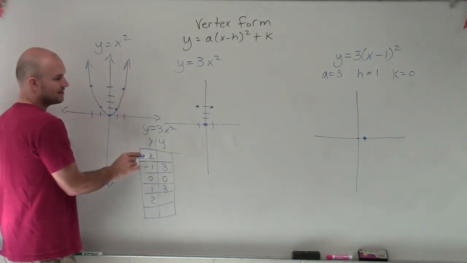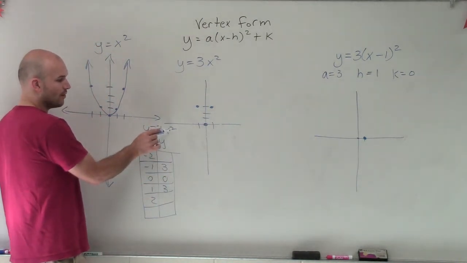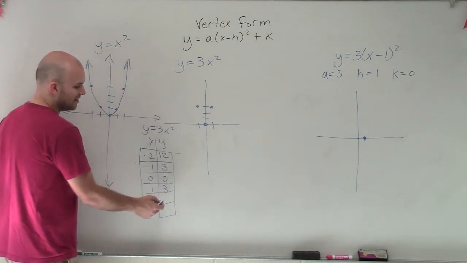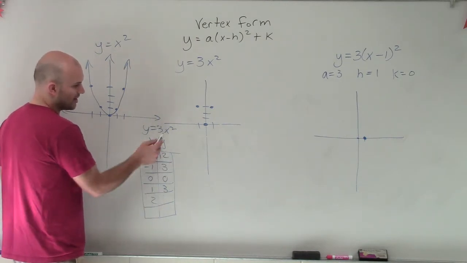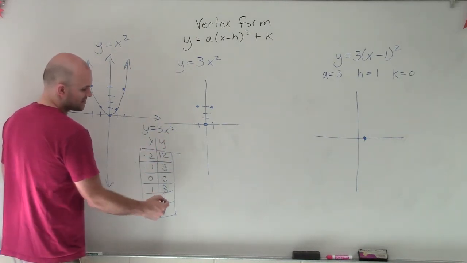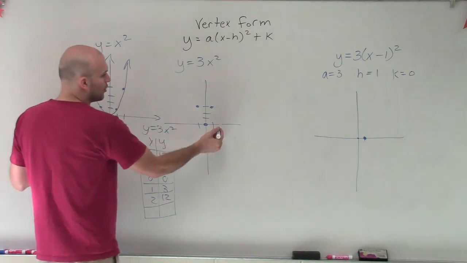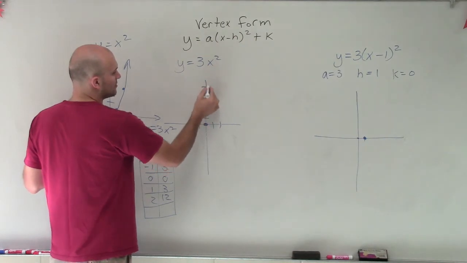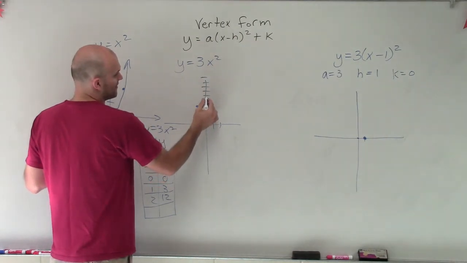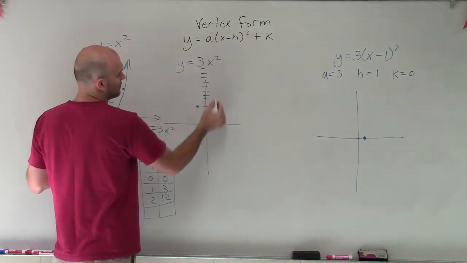And that's going to be the same thing now when I do 2. 2 squared is 4. 4 times 3 is 12. And then 2 squared is 4. 4 times 3 is 12 as well. So now instead of going over 2, up 4, I'm going to go over 2, up 12. 1, 2, 3, 4, 5, 6, 7, 8, 9, 10, 11, 12.